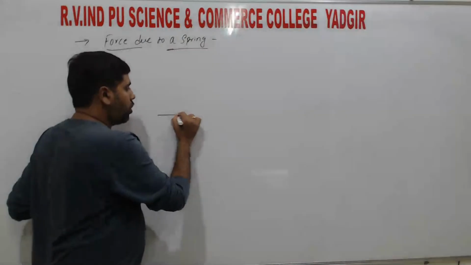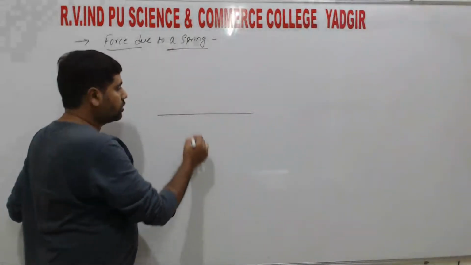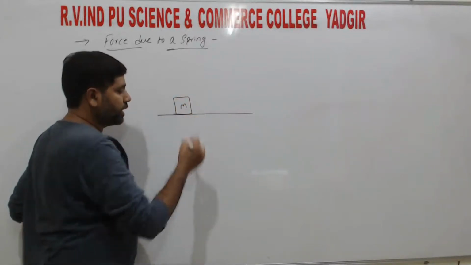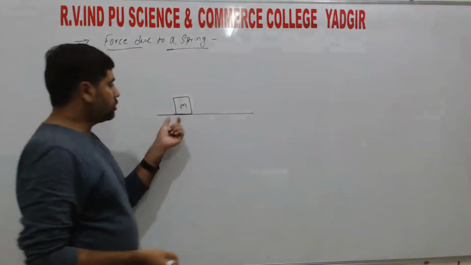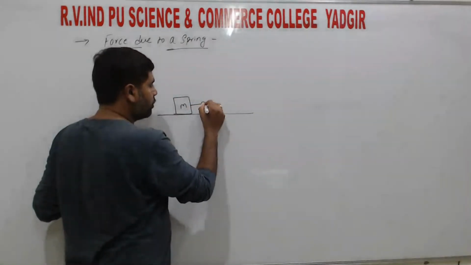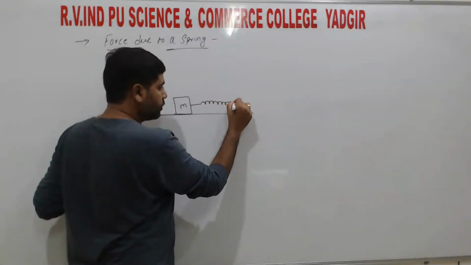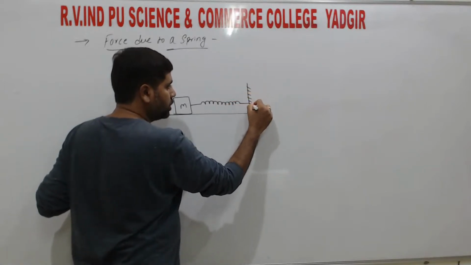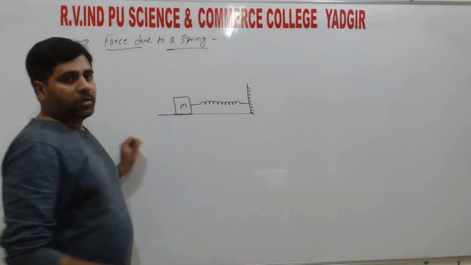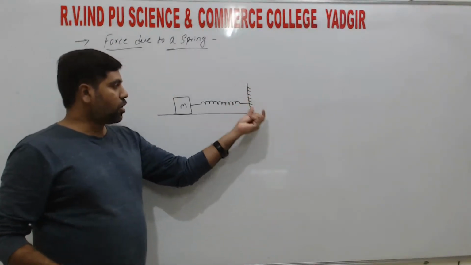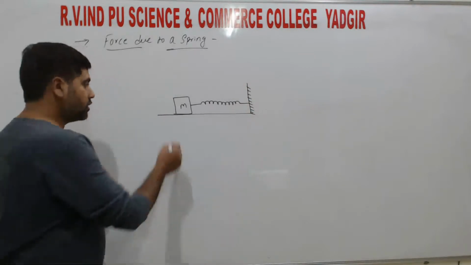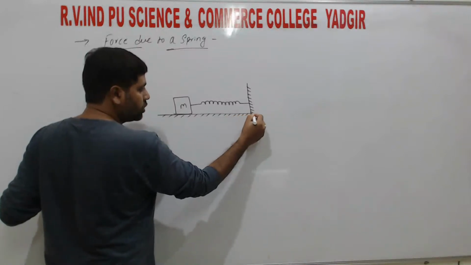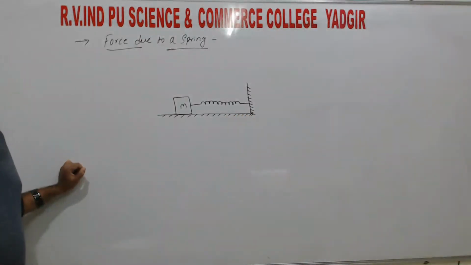So consider one horizontal surface. On this horizontal surface, consider one block of mass m, right? On to this block, connect one spring, and the other side of the spring is connected to the rigid surface. The lines drawn here represent the rigid surface, right? Here also the horizontal table represents a rigid surface.